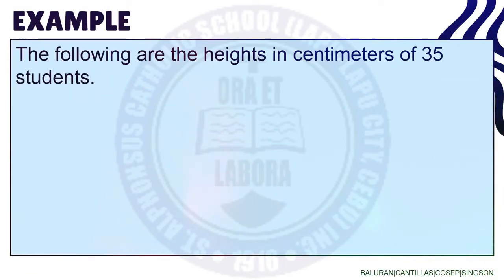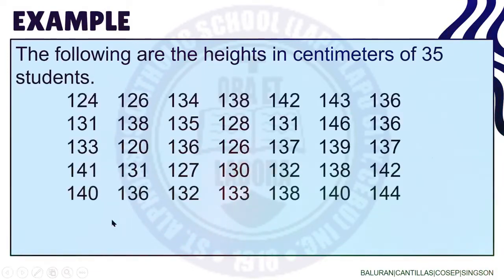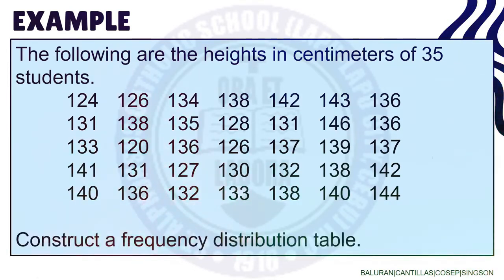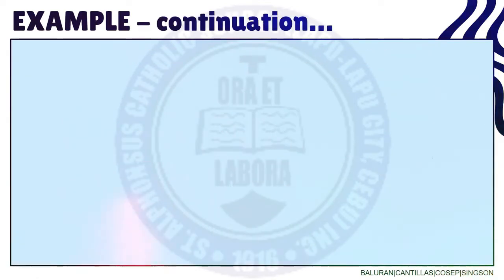So let us consider this example. The following are the heights in centimeters of 35 students. Our goal here is to organize this data by constructing a frequency distribution table. So we have to follow the steps in constructing a frequency distribution table. Let's begin with step 1. We have to find the range.